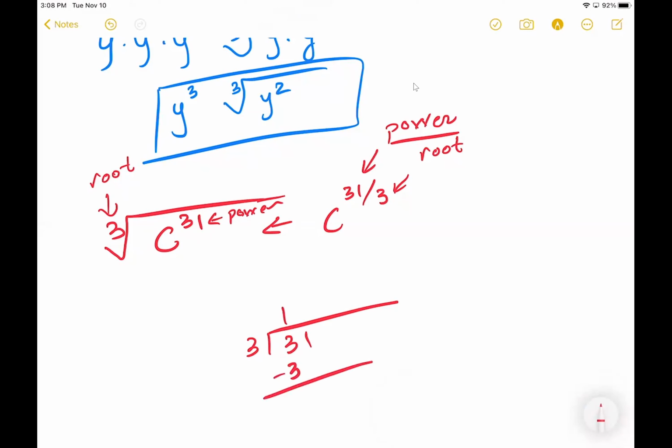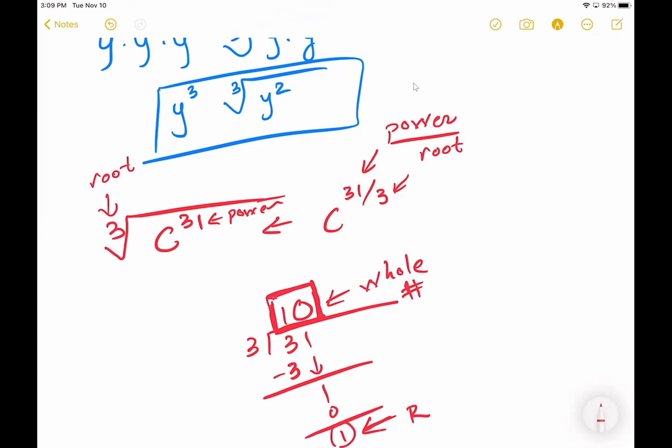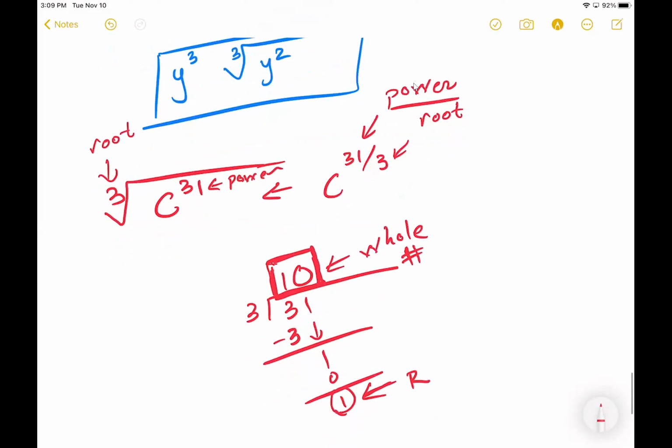And again, I bring down my 1. 3 going into 1 is 0 times. And do you see that we have a remainder of 1, right? This is my whole number. If we connect this item here, my 10 is my whole number, right? And my 1 is my remainder. My 1 is my remainder here.